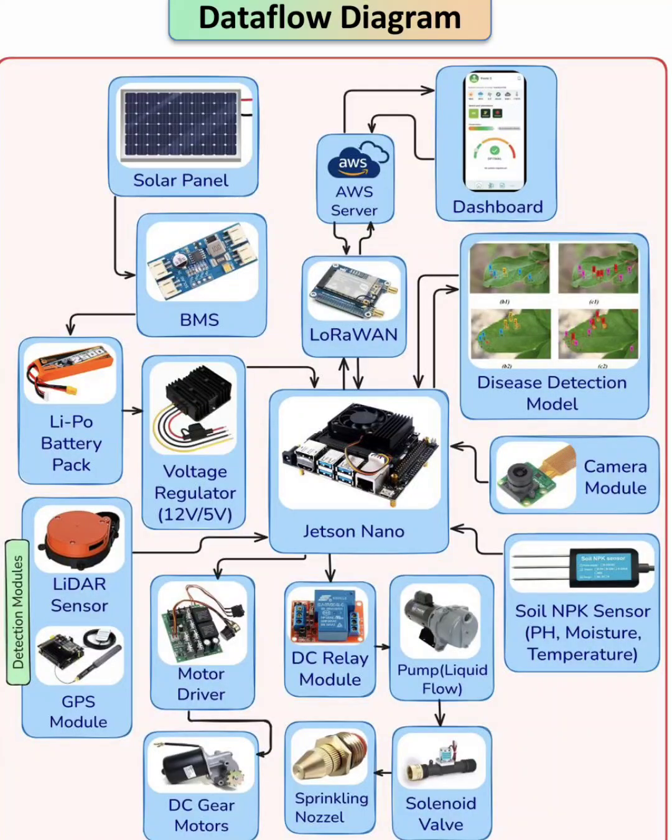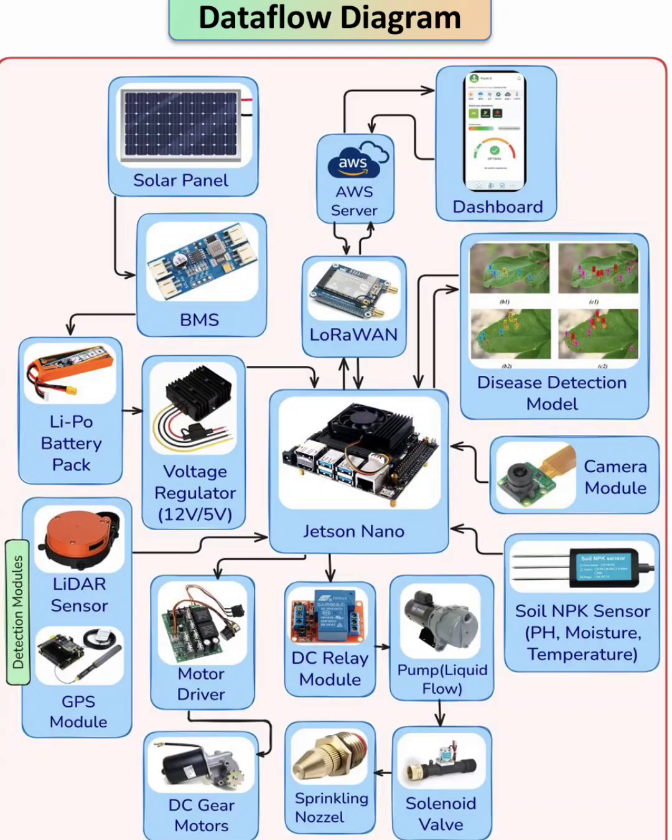Coming to the data flow diagram, we will be using a Jetson Nano for sprinkling purposes. Pump, solenoid valve and sprinkling nozzle will be used. For navigation, a motor driver and DC gear motors will be used. We will be using soil NPK sensors to measure the pH value and the values of potassium, nitrogen and phosphorus. We will be using a camera module, and the disease detection or ML module will be used. LoRaWAN will be used for long range communications.